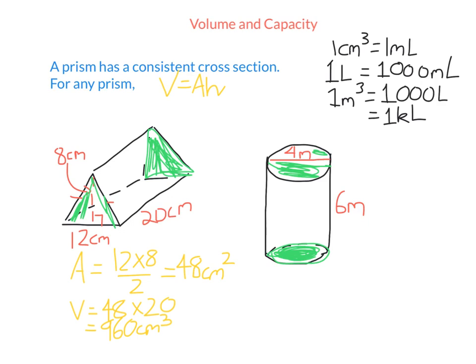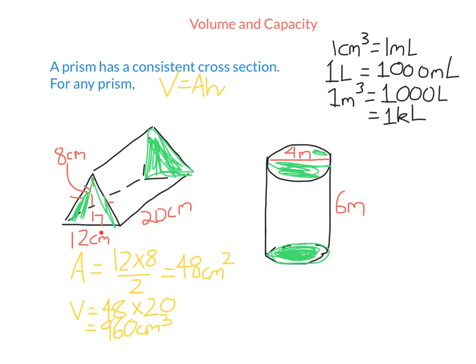So the capacity of a shape, the only difference between the capacity and the volume is the units you use. So for volume, we use cubic units that you saw on the previous slide: millimeters cubed, centimeters cubed, whatever. Capacity uses milliliters, liters, or kiloliters. We can easily convert between units of volume and units of capacity. A centimeter cubed is a mil.